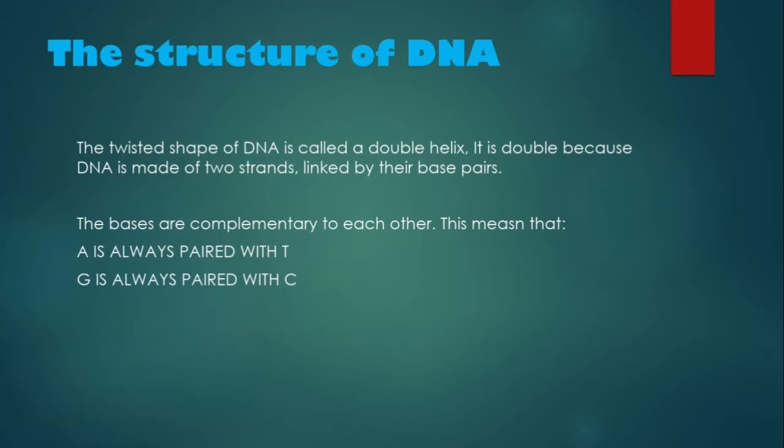The twisted shape of DNA is called a double helix, and this is a double because DNA is made of 2 strands, linked by the base pairs which make up the structure of DNA. The base pairs are complementary to each other, and this means that A is always paired with T, and G is always paired with C. A way that I remember this is A for at, T for the, G for golf, and C for club, and that together forms at the golf club, and that's how I remember that A is paired with T, G is paired with C.